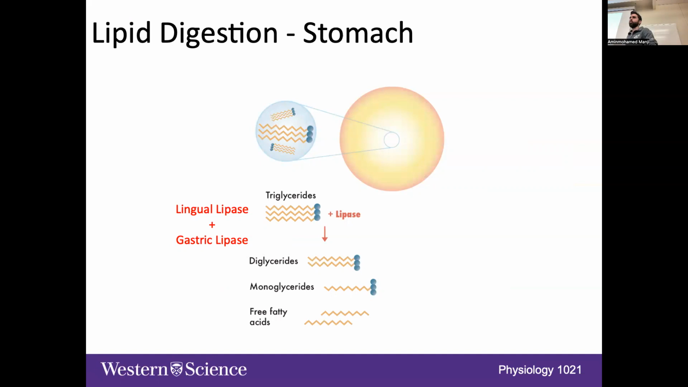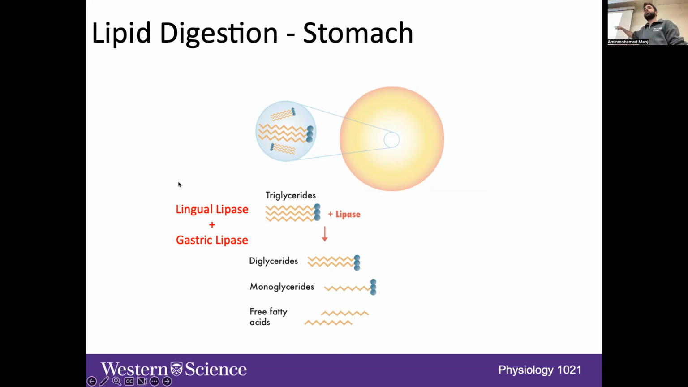Okay, so quick question. We have 2 enzymes here, right? Surely that means stomach digestion of lipids is efficient. Is that true? No, right? Again, keep in mind, lipids are hydrophobic, right? They do not like water. And guess what? Our stomach is a very watery environment.